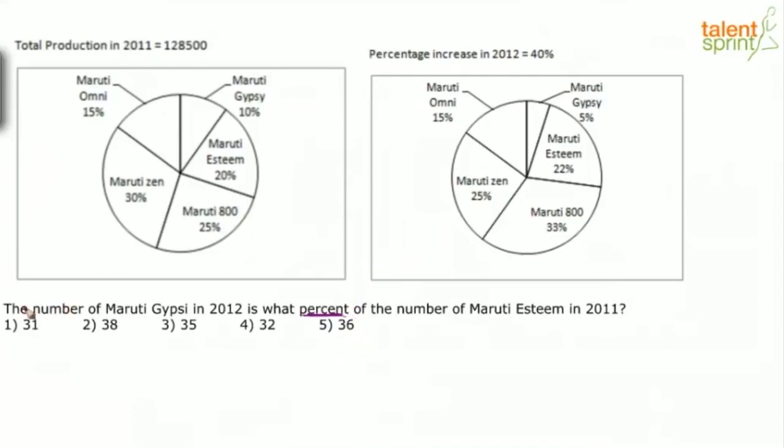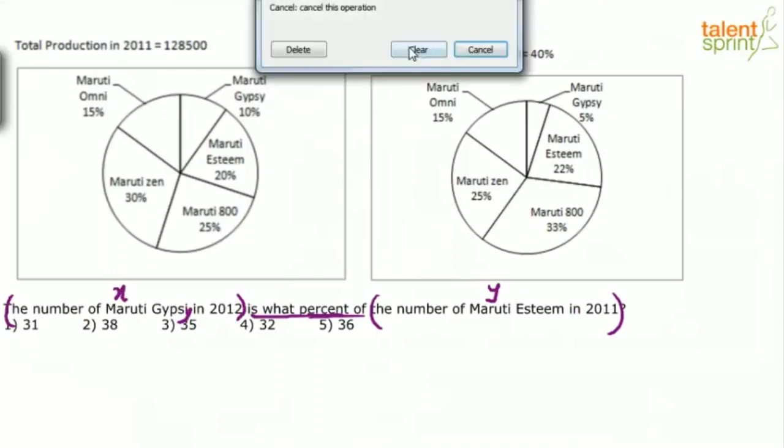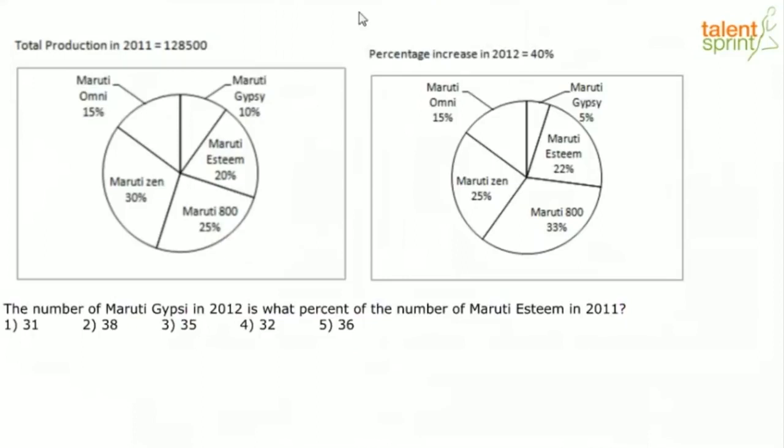Because see, the number of Maruti Gypsy in 2012 is like X, and the number of Maruti S-Team in 2011 is like Y. So X is what percent of Y. X by Y into 100. So you need to now find out what is Maruti Gypsy in 2012, then Maruti S-Team in 2011 from the two pie charts and do the calculation. So I'll give you 1 minute for this and your time starts now.